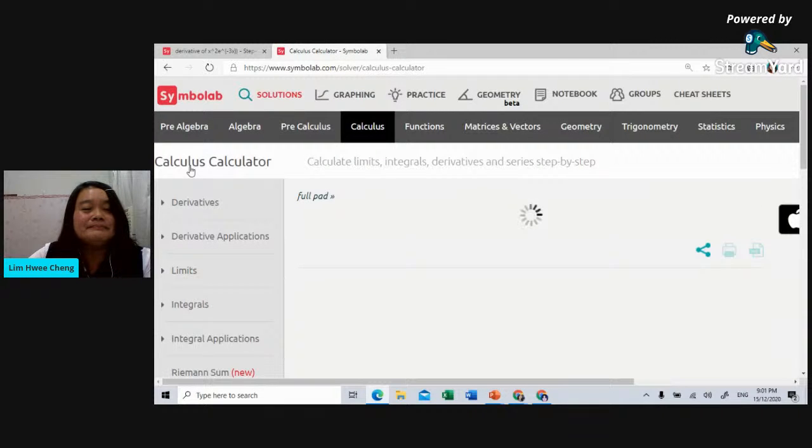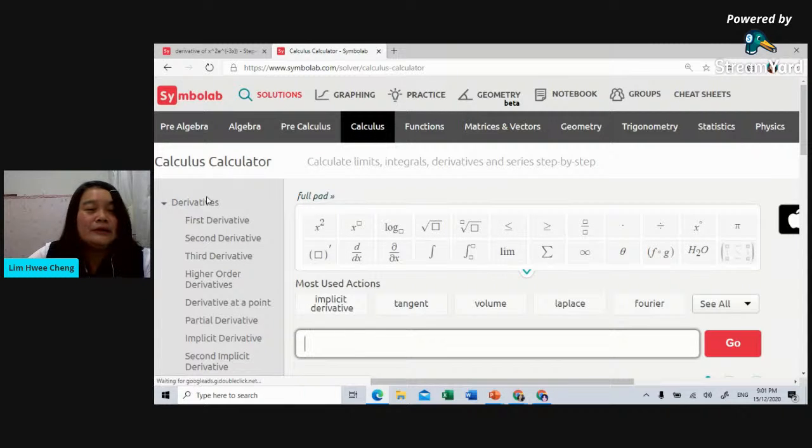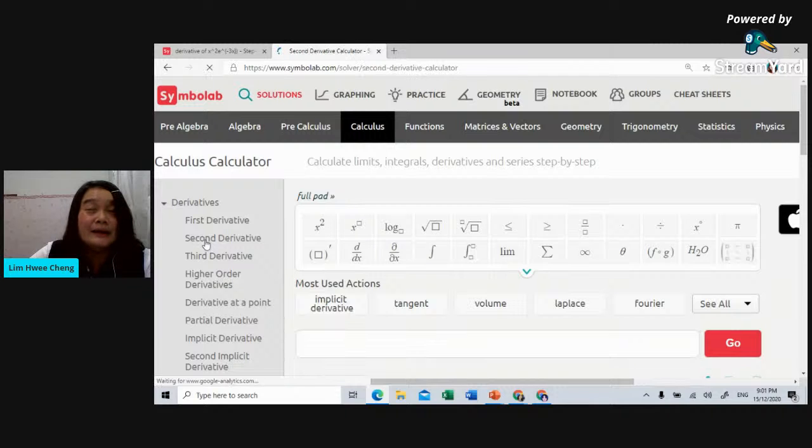Calculus. Okay, you go to the derivative. You take note of this. Do you see the second derivative? Okay, can you see? This is the second derivative. So you press the second derivative.